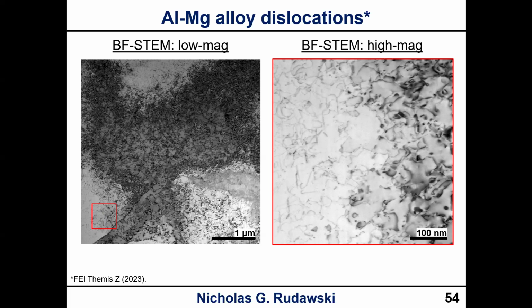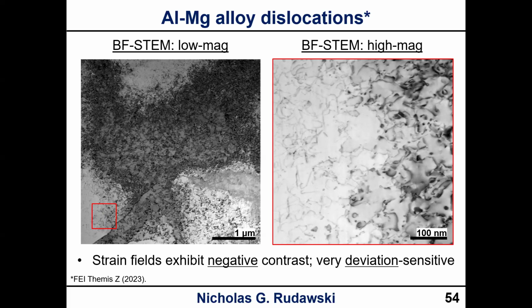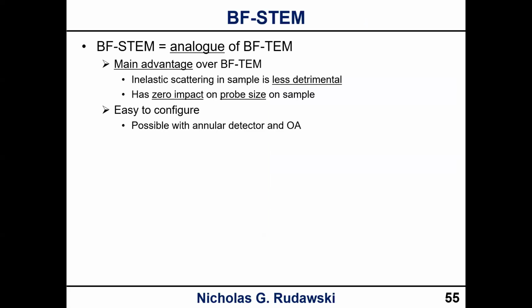But I don't know which Bragg condition. That's an important part to specify here. Just by doing bright field alone, I don't really know anything about what the Bragg condition is, assuming I just put it in there and select the Bragg disk. The strain fields exhibit negative contrast. It's deviation sensitive. Bright field STEM is the analog of bright field TEM. The advantage, as I specified before, is that inelastic scattering is much less detrimental. If you had a thick sample, doing bright field STEM is probably going to be much better than doing bright field TEM. Again, very easy to configure.